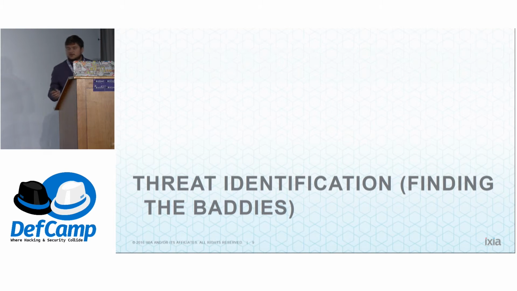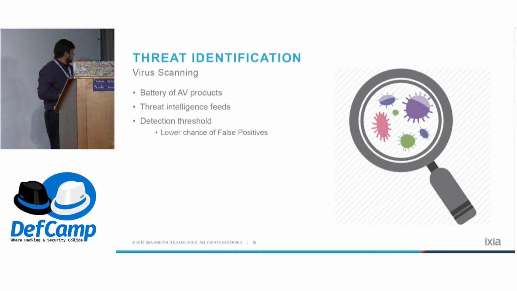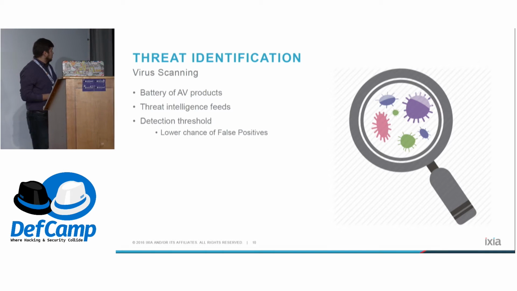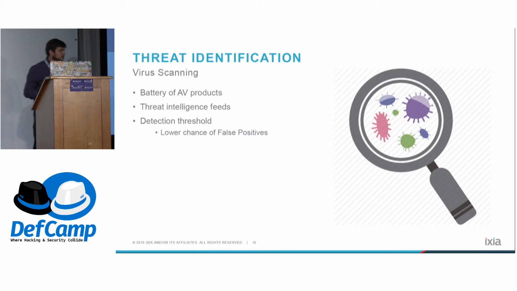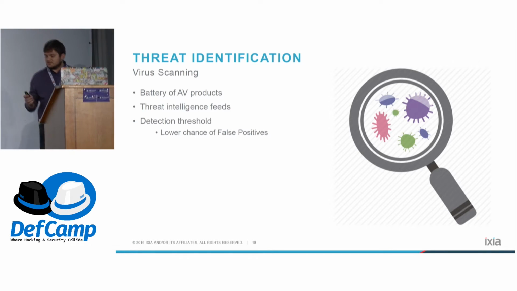So on to threat identification. The easiest way, as you might have seen if you've ever looked at presentations about building a threat intelligence system, is to do virus scanning. You grab a couple of AV products, you start collecting some threat intelligence feeds, fetch all URLs and scan them. You will soon start having detections. As an added part, we also have to do some sort of detection thresholding. We need at least n AV products to agree before saying that something is malicious. This is, again, to lower the chance of false positives.